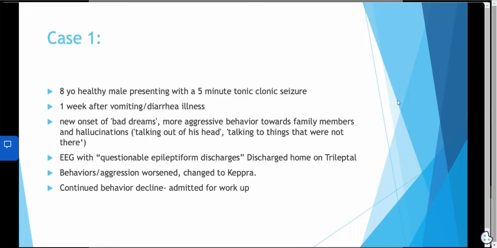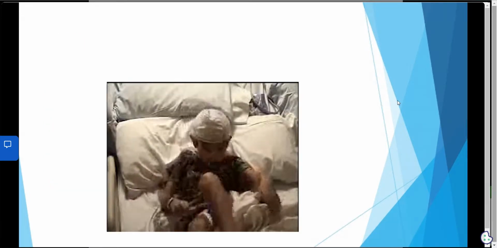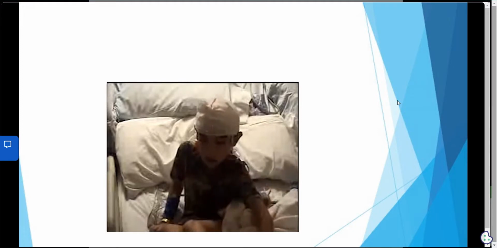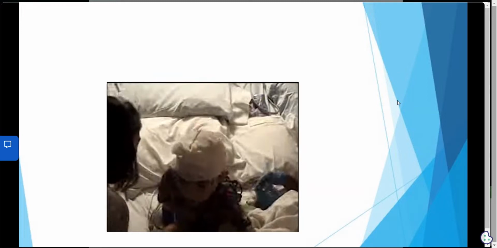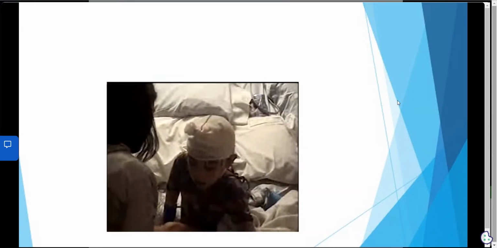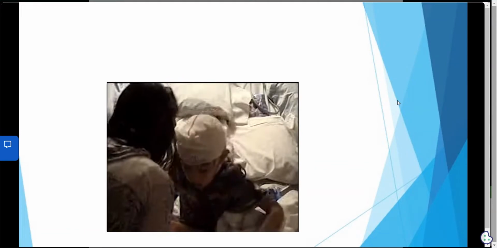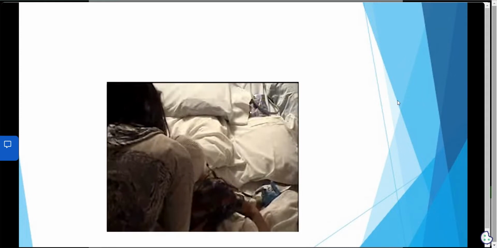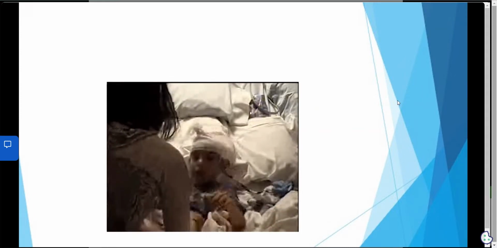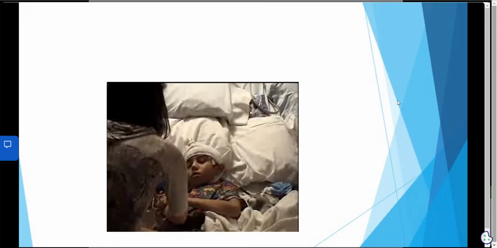This is an example of the bad dreams that he was having. What you'll see on this video is he's trying to get up and move around. He's got a raking motion with his hand. His mom is talking to him, but he's not talking back with any purposeful language. You'll notice his eyes aren't even really open. And then he's going to slump back down. He never was necessarily fully awake, but looked like he's back to sleep again.